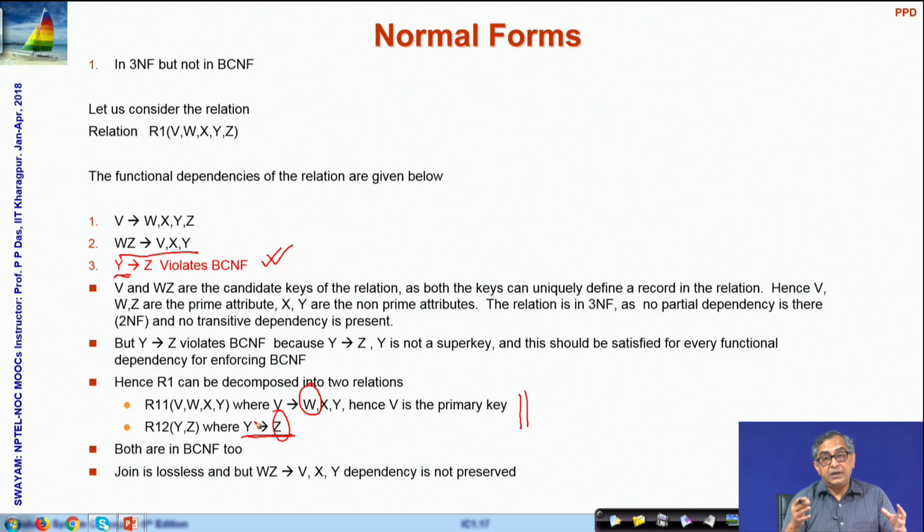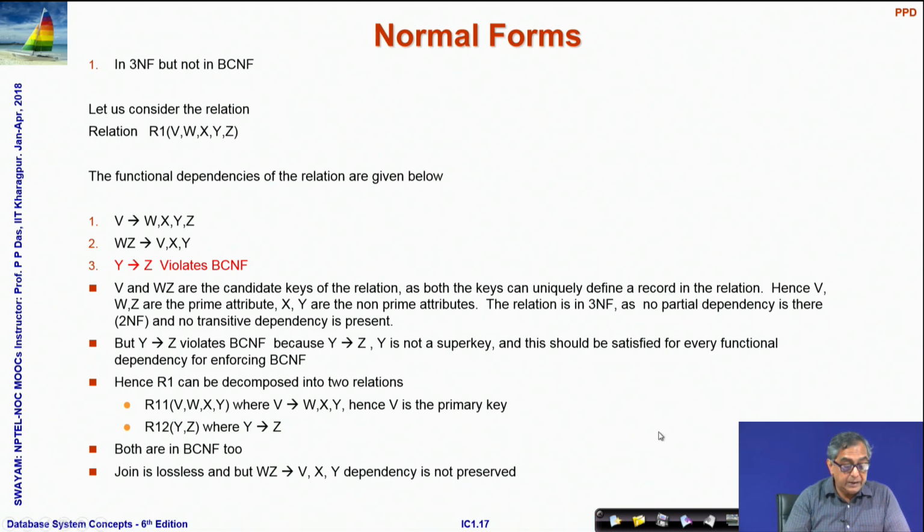So, BCNF is a stricter condition, but it may not always be possible to get into BCNF, because you may not have the preservation of the functional dependencies. It may become really difficult to ensure that this particular real world condition will continue to be satisfied after you have done the decomposition. Right. So, these are matters that we had discussed in our module. I am just highlighting that these are the things that you should study more.